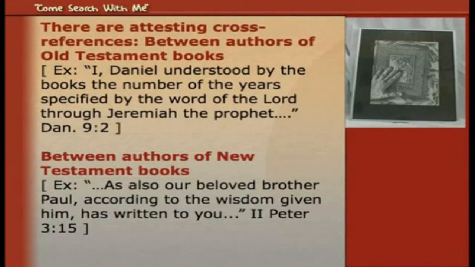For instance, there is attestation between authors of the Old Testament. For example, "I, Daniel, understood by the books the number of the years specified by the word of the Lord through Jeremiah." Daniel is saying this: I got my information from a certain source, and that same source had spoken to Jeremiah earlier. That's his attestation. You get it between authors of the New Testament too. Peter is attesting Paul. And he says, "according to the wisdom that was given Paul." In other words, wherever I got my wisdom from, Paul also got his wisdom from.